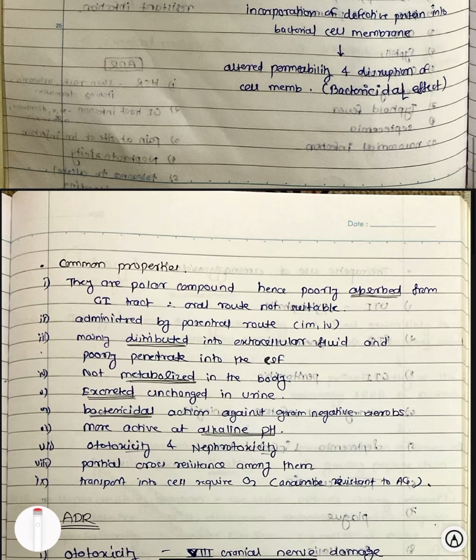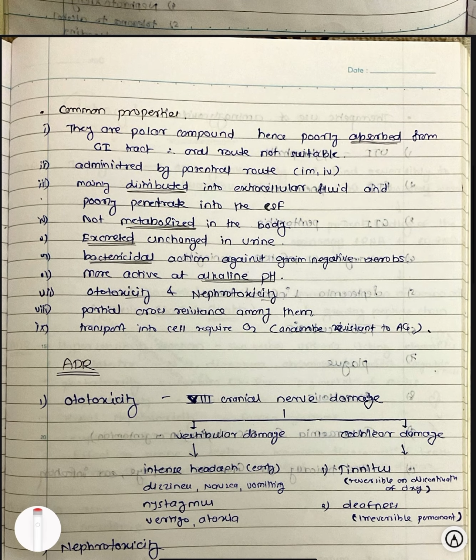Then after that, the common properties of the aminoglycoside can be asked sometime. It is given in your Balani also. So common properties are also important. They are very easy to remember. The common properties of the aminoglycoside are such that they are polar compounds, hence poorly absorbed from the GI tract. The oral route is not suitable, they are very poorly absorbed from the GI tract. They are administered by the parenteral route, intramuscular, intravenous. These routes are preferred for the aminoglycoside because it is not absorbed that easily.